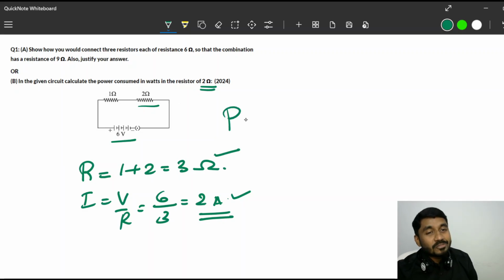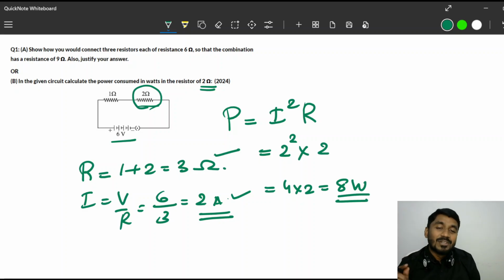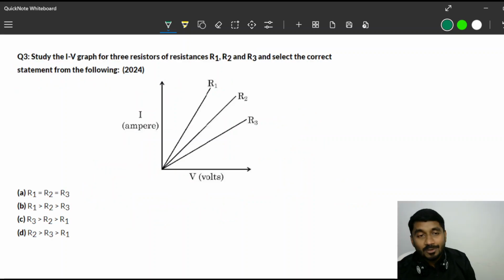I told you, if they are asking specifically to find the power in any specific resistance, P is equal to I square R, and I is 2, so 2 square into what is the resistance? Which resistor do we need to find the power for? 2 ohm. So it becomes 4 into 2 is equal to 8 watts is the answer. So we answered the two questions. This is how we can find the answer for this question. I hope this point is clear.